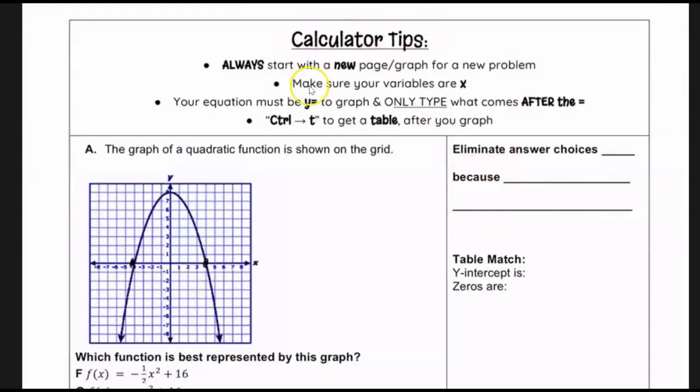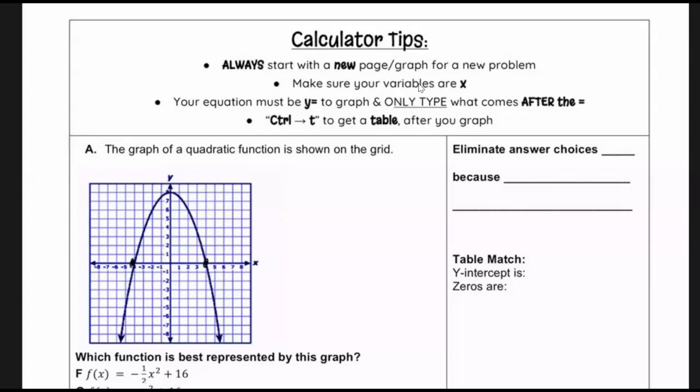Now, talking about other helpful hints that you can use, these are just general calculator tips for graph match and table match. So first off, you should always start with a new page or graph for each new problem. You don't want multiple graphs or multiple equations on the same page, because it'll get very confusing, so always start a new one. Make sure your variables are always x, especially if you're trying to graph them on your calculator. So if they give you something like am squared plus bm plus c, change all those m's to x's. Make sure your variable is always x.